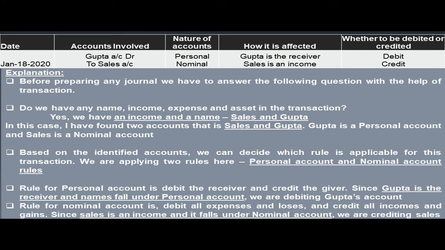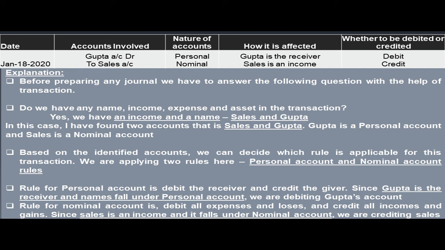First we will see whether we have any name, income, expense or asset in the transaction. Here we have an income and name, that is sales and Gupta. Gupta falls under personal account and sales falls under nominal account. So based on the identified accounts, we can decide which rule is applicable for this transaction. We are applying two rules here, that is personal account rule and nominal account rule.